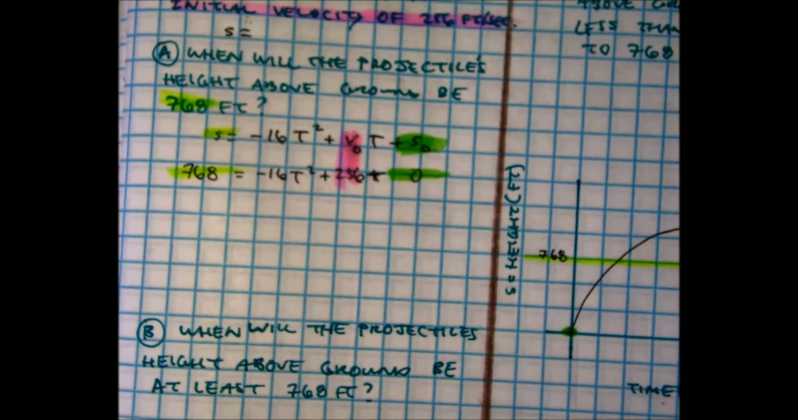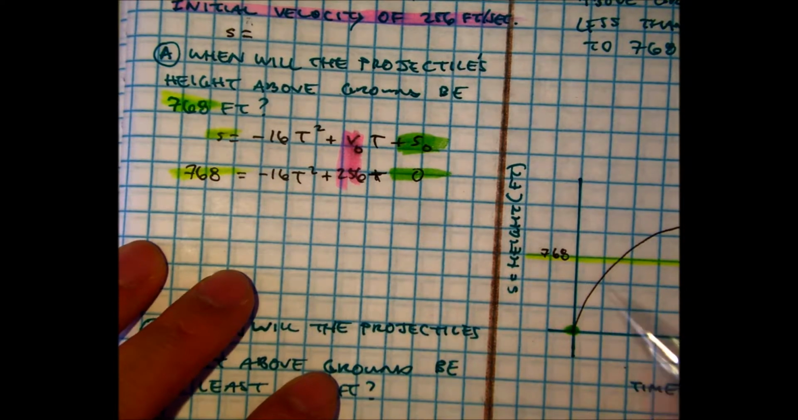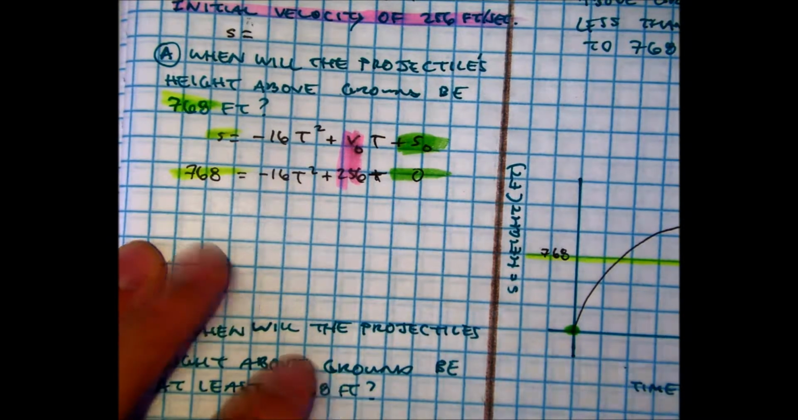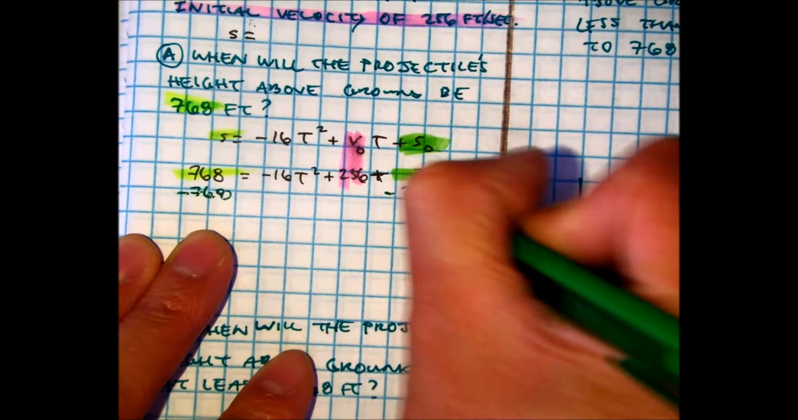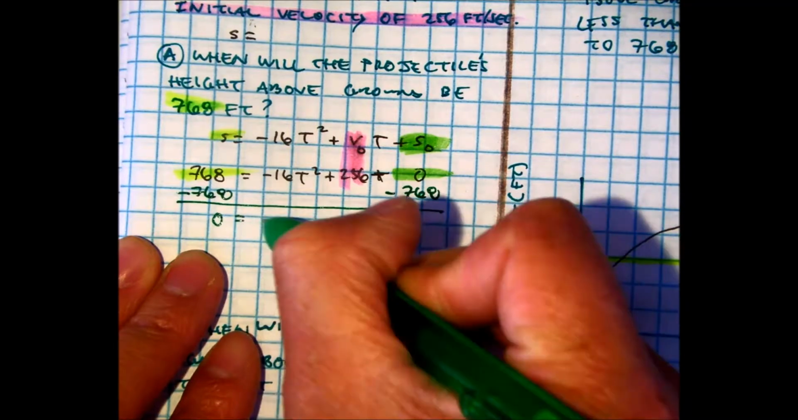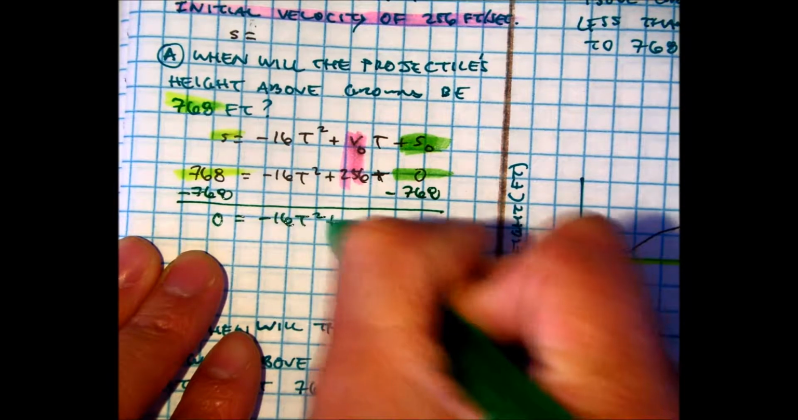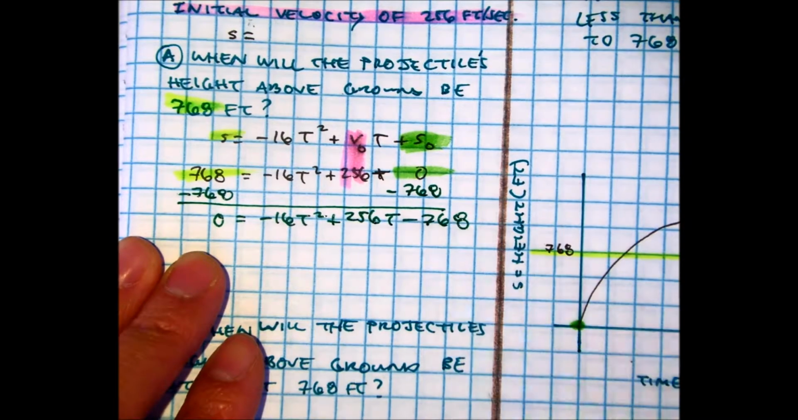Well, how do I solve a quadratic? I have to set this equal to what? 0. Let's get it to 0. So I'm going to subtract 768. Zero equals negative 16t squared plus 256t minus 768.